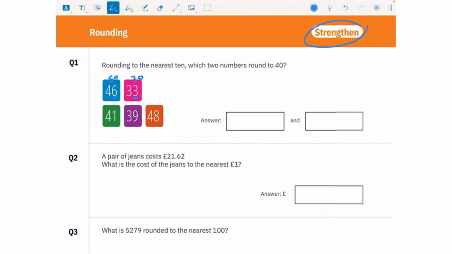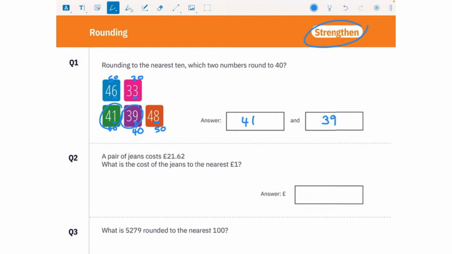So 41 would round to 40 because the 1 would round down. 39 would also round to 40 because the 9 would round up, and 48 would round up to 50. So we've got 41 and 39. There are two numbers that would round to 40.